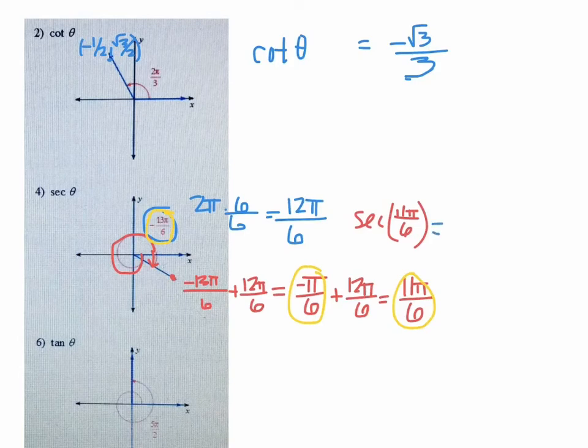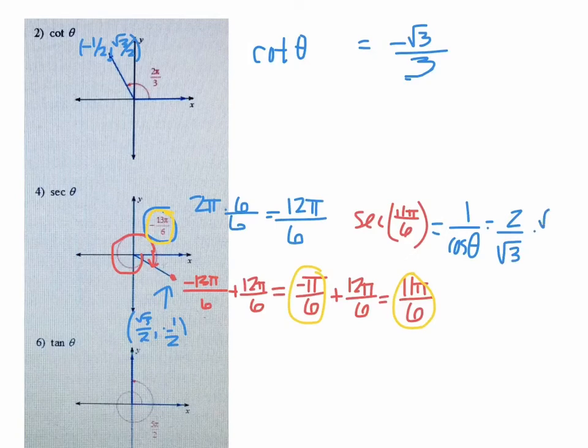All right, if I'm looking for secant, that's the same thing as 1 over cosine. And that point right there is square root of 3 over 2, negative half. So cosine is square root of 3 over 2. If I reciprocate it, I get 2 over square root of 3. And this is going to look familiar. Again, these numbers just keep repeating and repeating. So I'm going to get 2 square root of 3 over 3.